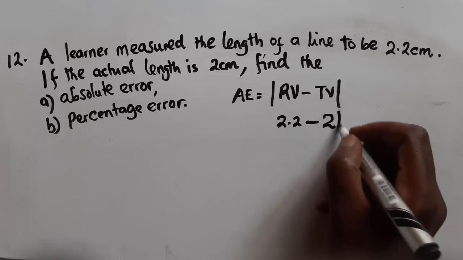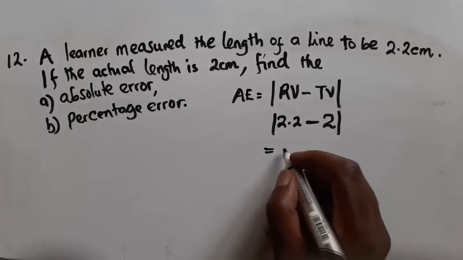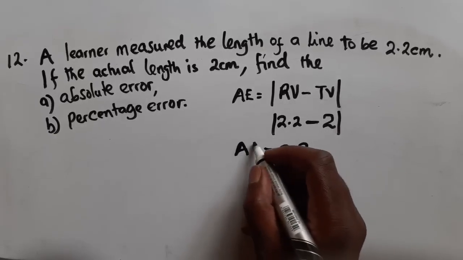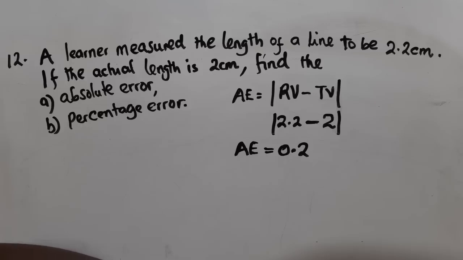2. What are we going to get? 0.2. This is what we're going to get, isn't it? Absolute error, this is what we are going to get.